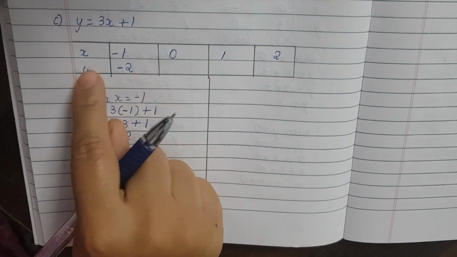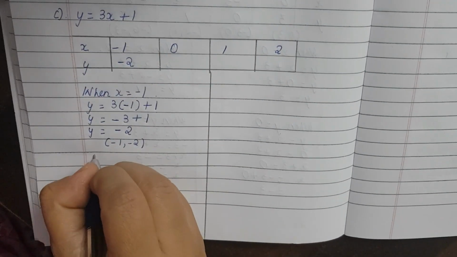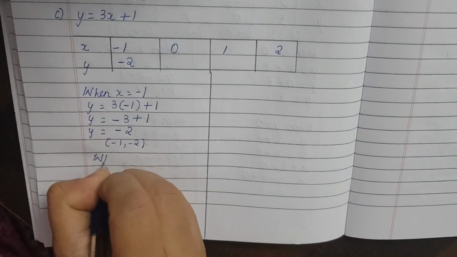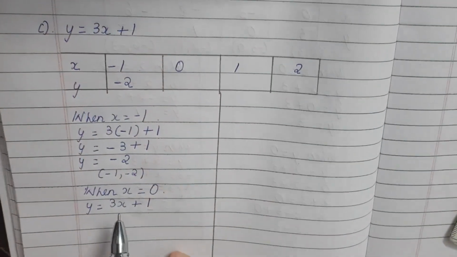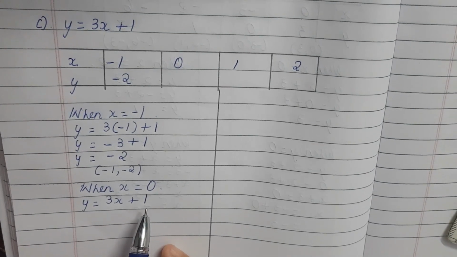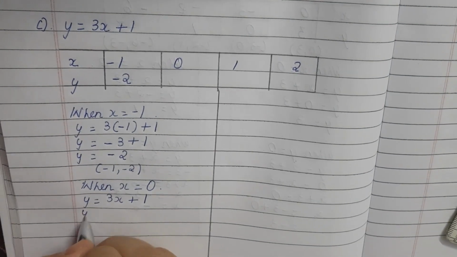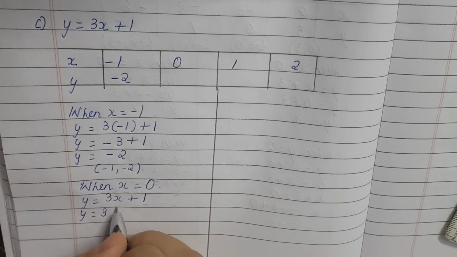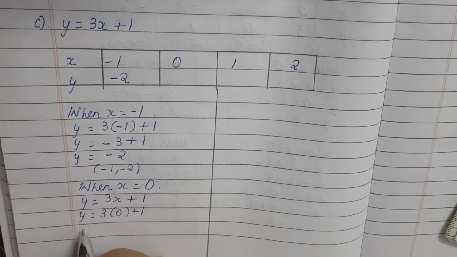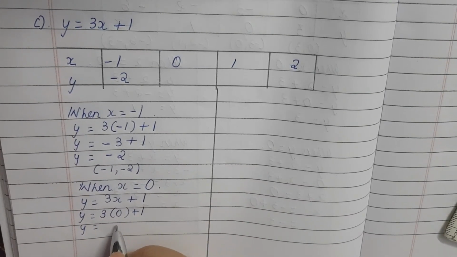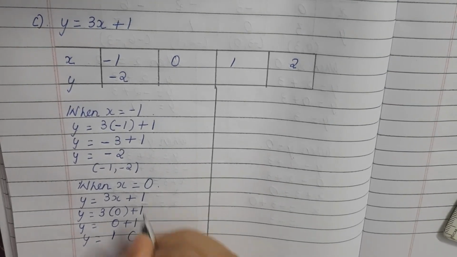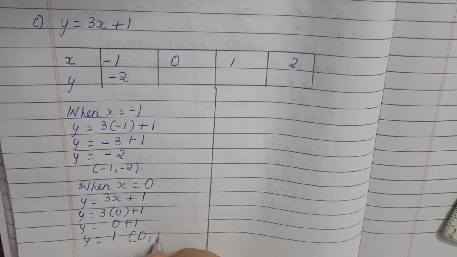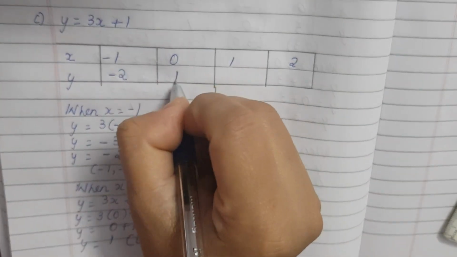Okay. Now, next. When x is 0. So when x is equal to 0, the equation is y is equal to 3x plus 1. So y is equal to 3, in place of x we are taking 0, plus 1. So y is equal to 3 into 0 is 0. So 0 plus 1. So y is equal to 1. So the point to be plotted is x is 0, y is 1. So when x is 0, y is 1.